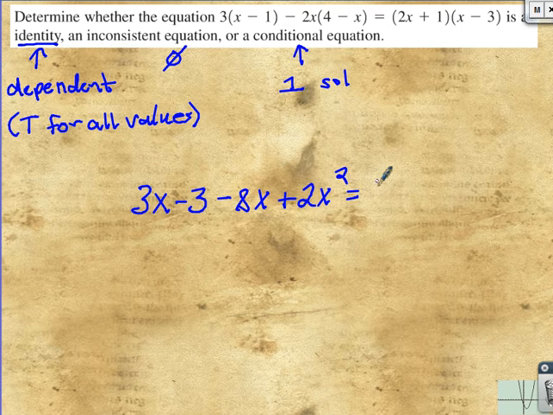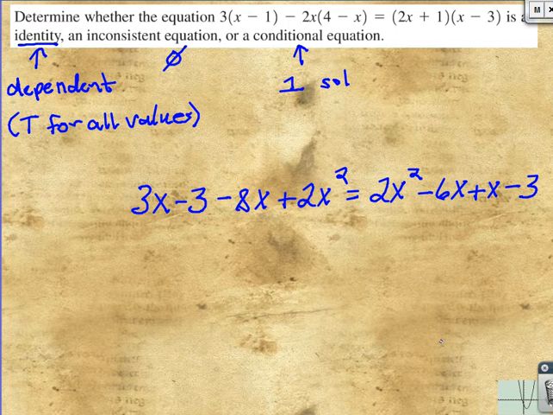Let's also get rid of parentheses on the other side. 2x times x is 2x squared. 2x times negative 3 is negative 6x. And 1 times x is x. And 1 times negative 3 is negative 3. Clean up. A lot of people say, well, we haven't done quadratic. We've done quadratic equations, not really. Kind of touched on them last chapter. But this is not quadratic. Because look what happens. When you move 2x squared over here by doing minus 2x squared, they cancel each other out.